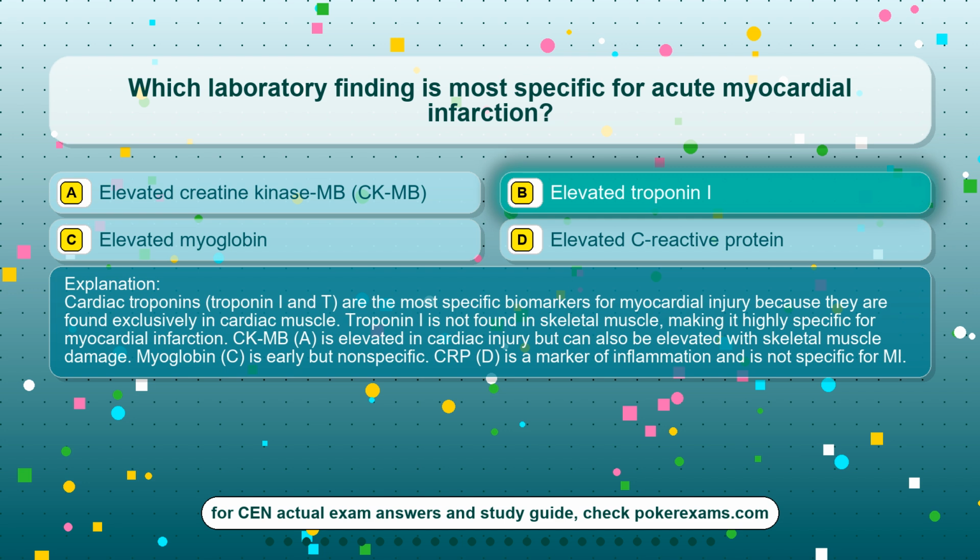CK-MB, A, is elevated in cardiac injury but can also be elevated with skeletal muscle damage. Myoglobin, C, is early but non-specific. CRP, D, is a marker of inflammation and is not specific for MI.